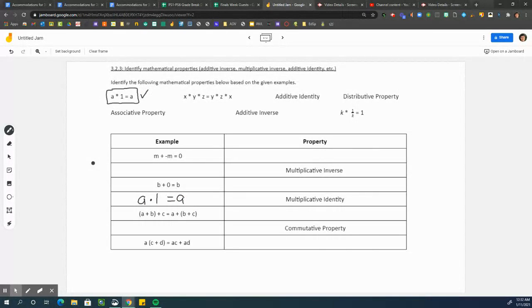Next, we're going to look at x times y times z equals y times z times x. So this is going to be, once again, one of those examples. So is this the multiplicative inverse or is the commutative property? Okay, so good question. And to think about the inverse, remember that it's like the reverse, right? That there's something inverted, different, okay?